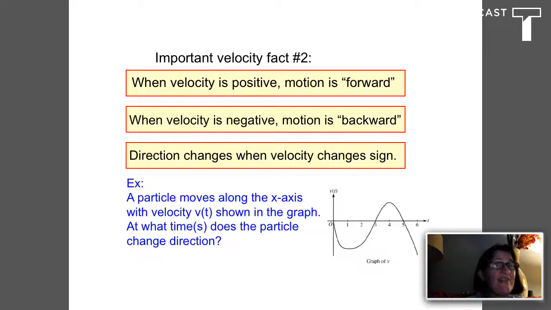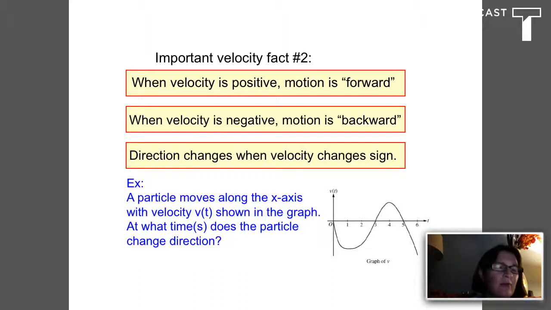The other important velocity fact: if velocity is positive, then motion is forward, whatever forward means in the context of the problem. So if I'm driving to school and my velocity is positive, I'm driving toward school. If I'm driving to school and my velocity is negative, I'm going away from the school. My motion is backward. And based on this understanding that negative velocity means motion backward and positive velocity means motion forward, we can conclude that direction changes when velocity changes, either from positive to negative or negative to positive.